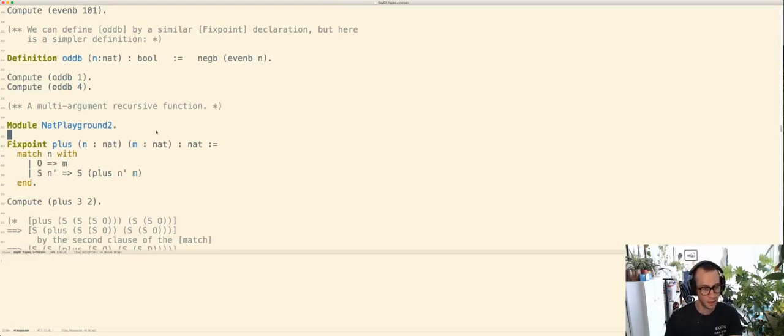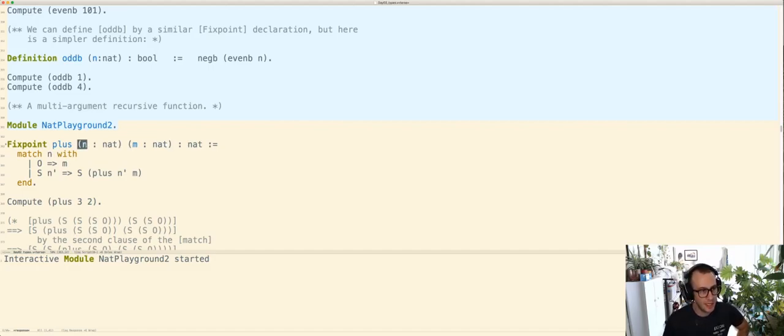Okay, let's keep going. Here's another function, this time multi-argument. We're going to define addition. So let's look at how it works. Plus takes two naturals, n and m. It was pointed out on Zulip that I could have also written this. This is totally equivalent. It's just a way of saying, hey, I take two arguments, n and m, both of type nat. And here I take an argument of type nat and another argument of type nat. Same deal.